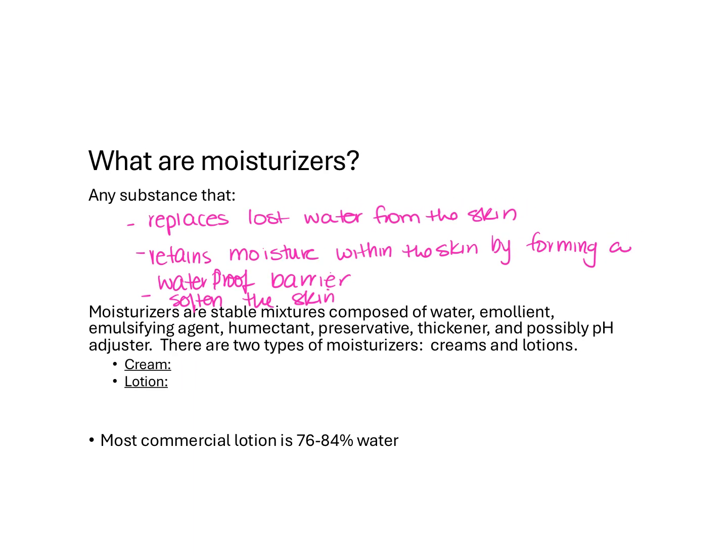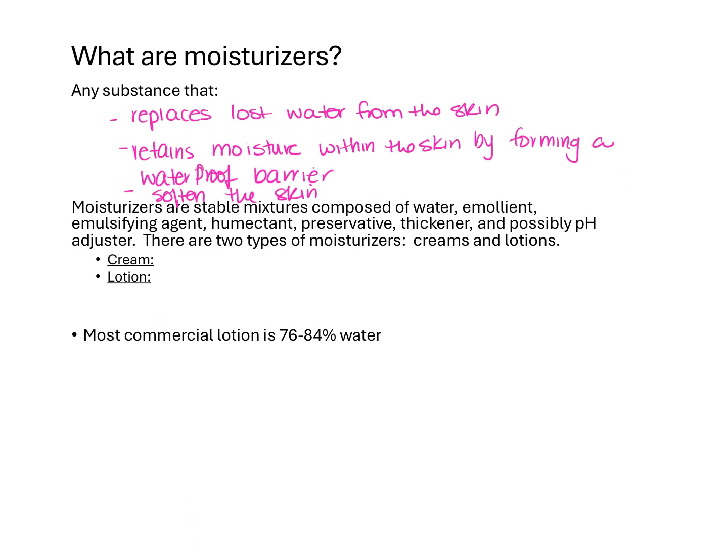Okay. Now, moisturizers are stable mixtures. They're composed of water, an emollient, an emulsifying agent, a humectant, preservatives, thickeners, and most of the time, pH adjusters. And we're going to talk about all of those, and we're going to define all of those later in the screencast. In general, there are two types of moisturizers. There are creams and lotions. Creams are more like a solid. Lotions are more like a liquid.